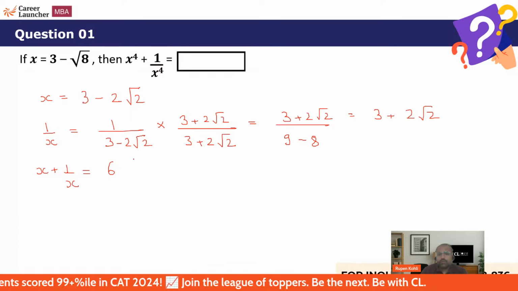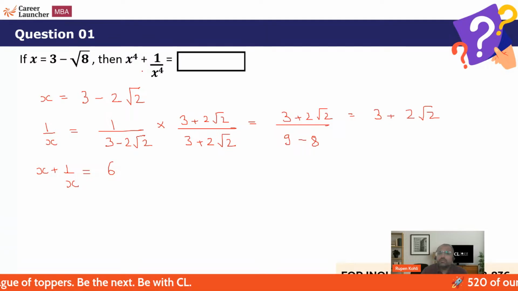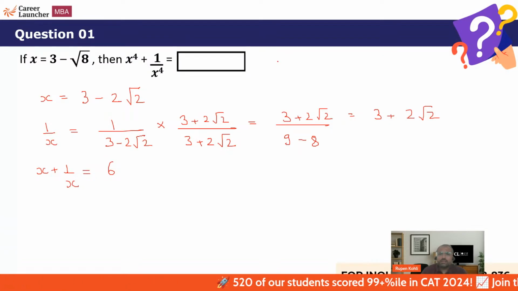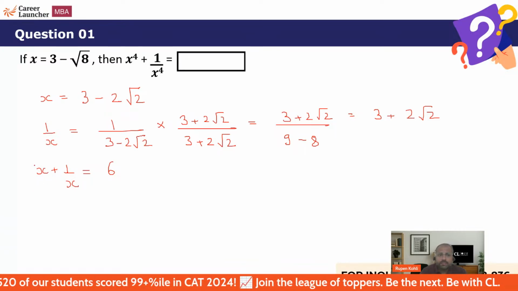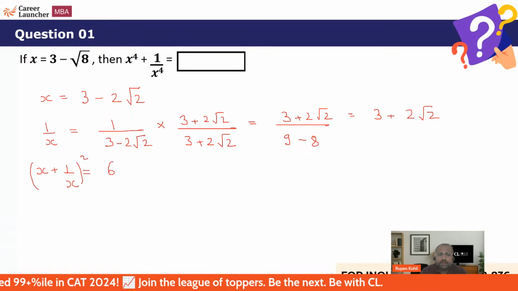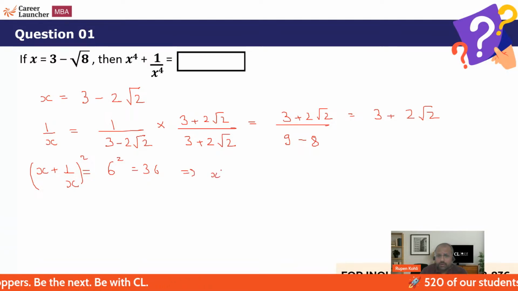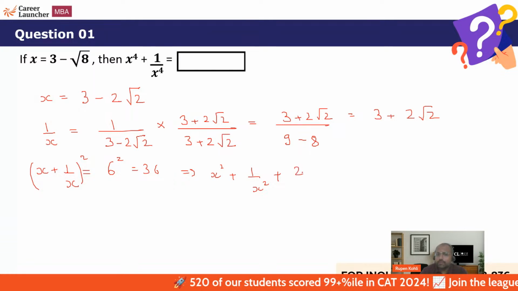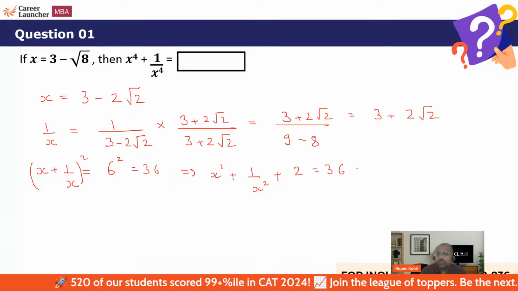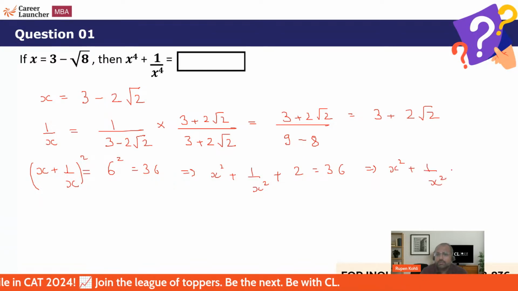So now, as I was saying, at this stage, if we square on both the sides, we can reach this value, right? So squaring both the sides, using the basic a plus b whole square expansion on x plus 1 by x, x plus 1 by x whole square will equal 6 square, which is 36. Now what will be x plus 1 by x whole square? x square plus 1 by x square plus 2 into x into 1 by x, which is 2, which equals 36. So 2 goes over there. So this gives me x square plus 1 by x square is 36 minus 2, 34.